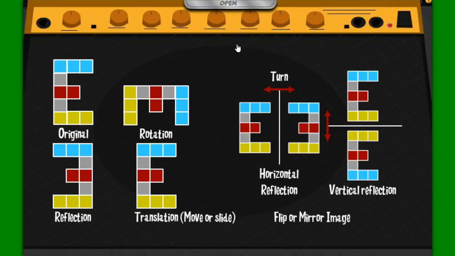If you were the shape, you would see a reflection of yourself in the mirror. When you lie down to go to bed, you've rotated yourself. And when you walk from one place to another, that's like a translation.